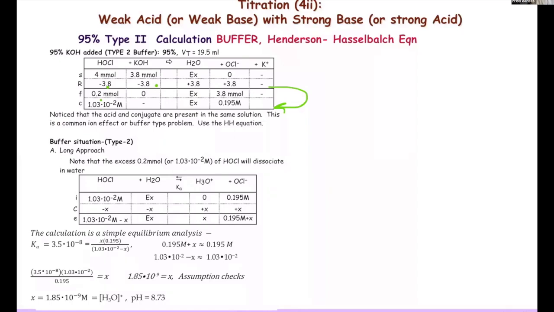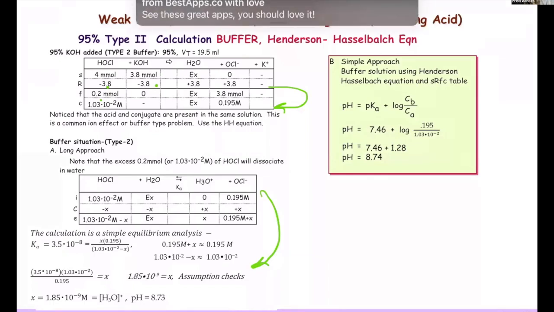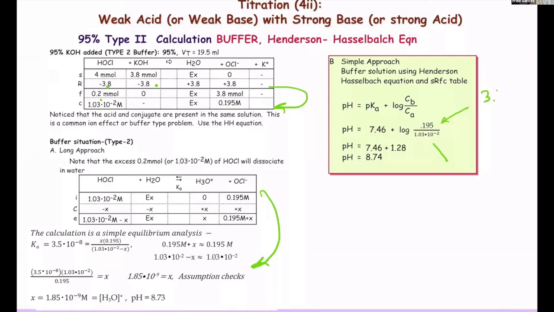Okay, this is the long way again. This is the long way showing the ice table. I always want to show you the long way because that's the fundamentals. And then this right here is the Henderson-Hasselbalch equation. Yeah, I used 0.195 and 1.03 times 10 to the minus 2, but I could have easily used 3.8 and 0.2. And if you do that, what you will see is that it gives you the same number. Okay, so these are the little things that you sort of catch when you do a lot of these problems.